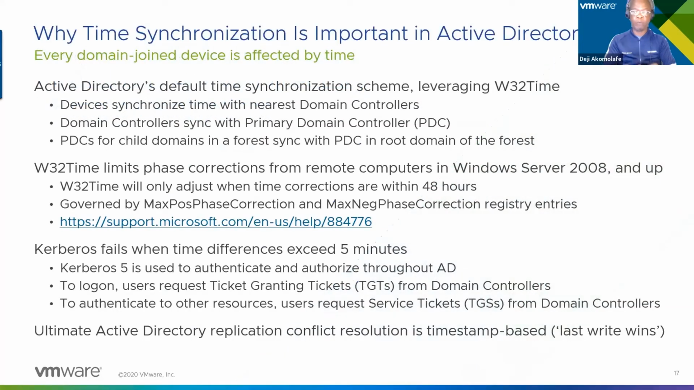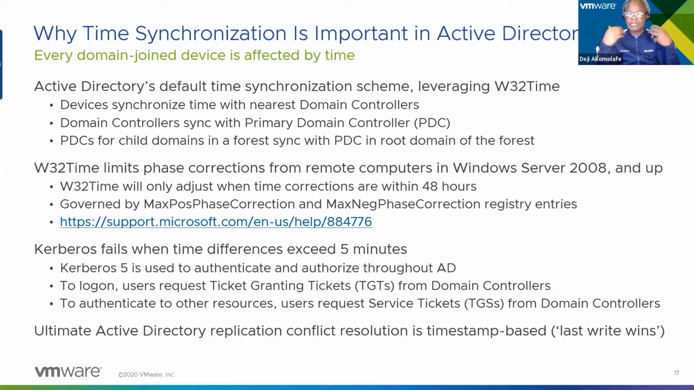Okay, thank you, Matt. We touched briefly on the role of timestamp in arbitrating changes that conflict or originate from multiple domain controllers, maybe at the same time. Time is of very critical importance in an Active Directory infrastructure. The default time synchronization leverages W32 time, where devices synchronize time with the nearest domain controllers. And the domain controllers in turn synchronize their time with their PDC emulator. The PDC emulators in a child domain synchronize time with the PDC emulator at the root of the forest.